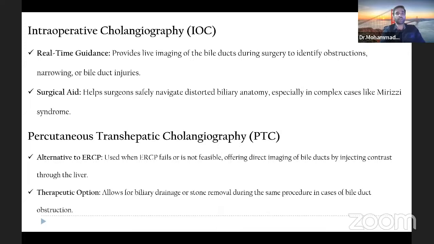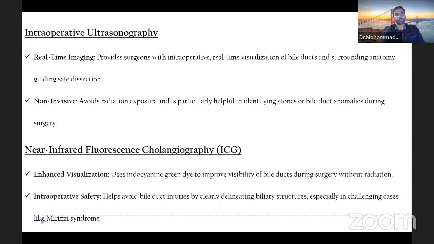Intraoperative cholangiography can be done as real-time guidance. It helps the surgeons intraoperatively to delineate the anatomy. Or percutaneous PTC can be done when ERCP is not feasible or has failed. It gives a good visualization of the bile duct system. It allows for biliary drainage or stone removal using the same procedure in case of obstruction.